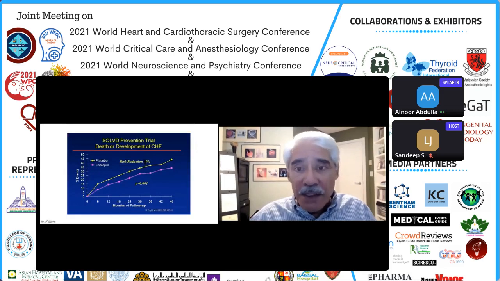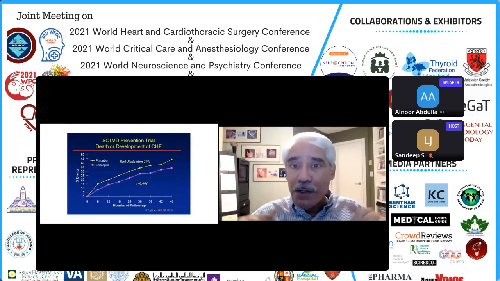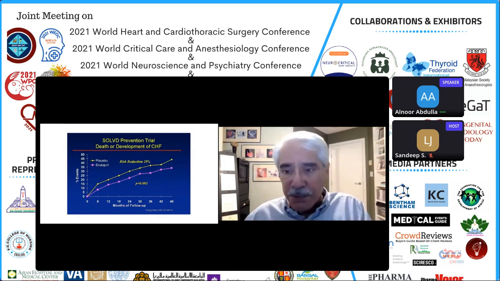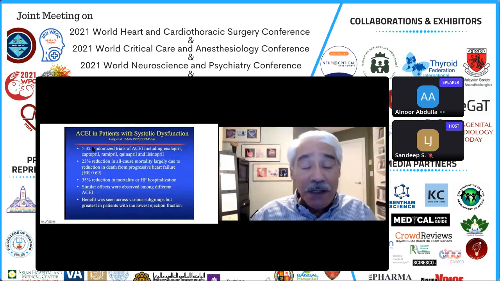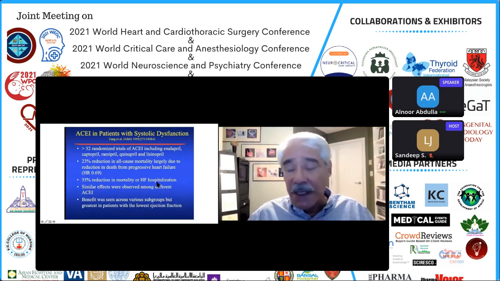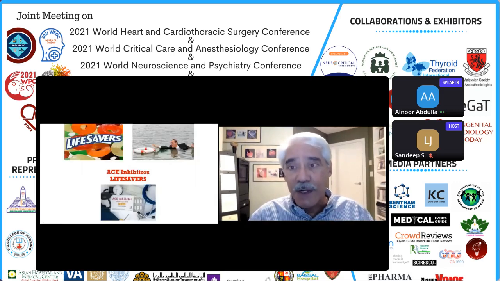And when we looked at patients with low ejection fraction who did not have clinical congestive heart failure, they had no symptoms, but the left ventricular ejection fraction was low. In those cases as well, ACE inhibitor therapy improved survival and decreased the need for hospitalization for heart failure. So it is the systolic dysfunction that the ACE inhibitor helps. And also, if there are symptoms, then it improves the symptoms. So there were over 32 randomized clinical trials, which showed a 23% reduction in all-cause mortality and a 35% reduction in mortality or hospitalization. A very strong benefit, clearly showing that ACE inhibitors are lifesavers in the management of heart failure.